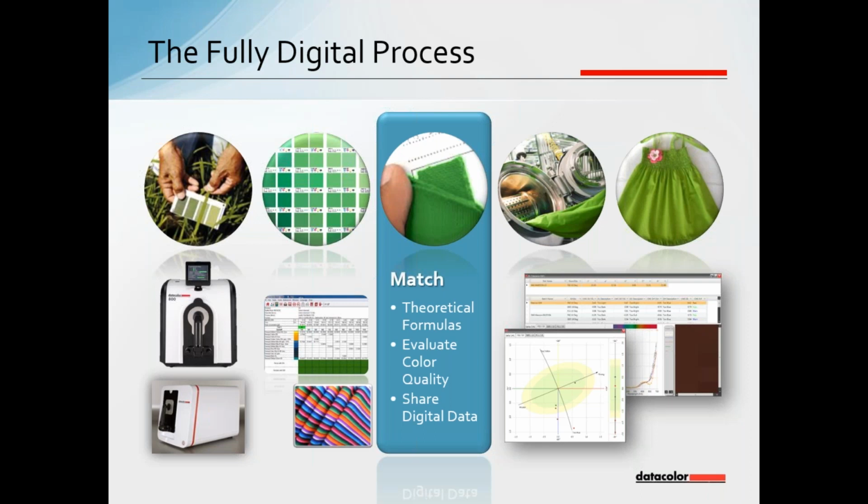So in this lab dipping process, our goal is to eliminate sending any physical samples. We're only going to send digital samples until we get something we think is going to match, and then we request a physical sample, and we eliminate all that time and cost associated with sending multiple rounds of samples.